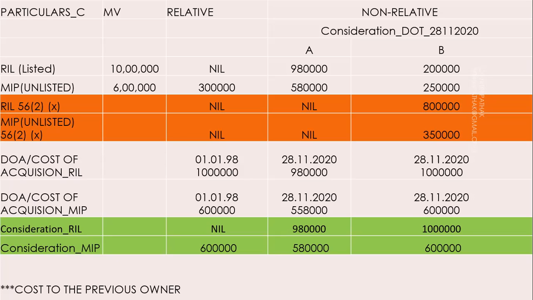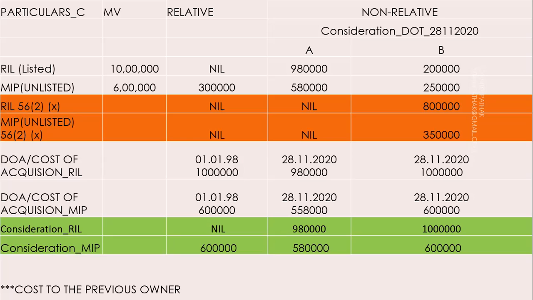56(2)(x) in the case of the relative, in the case of A, in the case of B. MIP in the case of the relative; this purple color would allow you to know in whose hands it would be taxed. Date of acquisition for the purpose of Reliance and date of acquisition for the purpose of MIP. Consideration in the hands of a relative, in the hands of A, in the hands of B. This I have taken into this column.